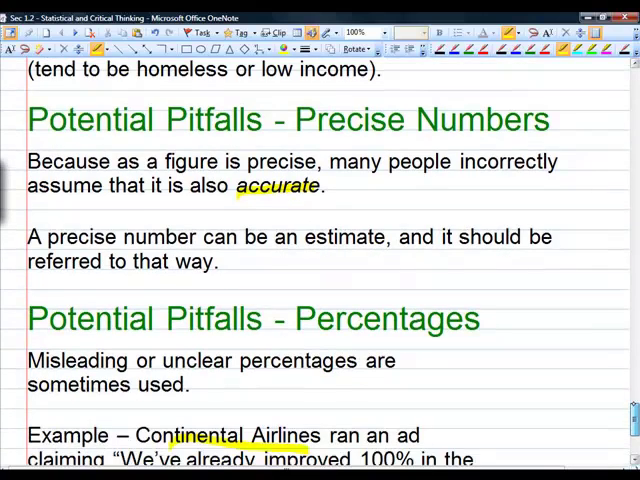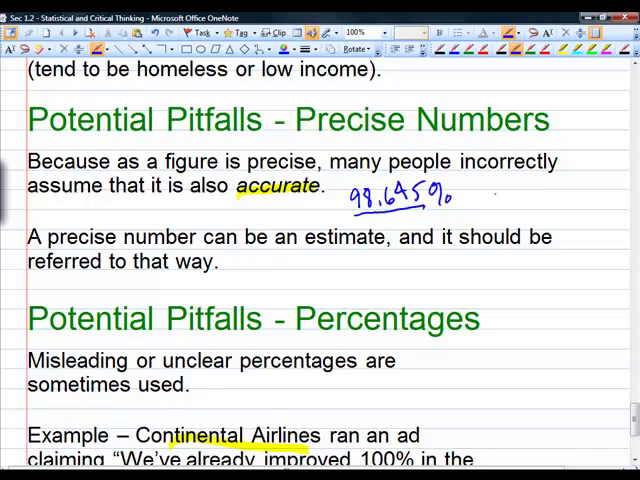Another potential pitfall with statistics are precise numbers. Because a figure is precise, many people incorrectly assume that it is also accurate. For example, I could say 98.645% of statistics are made up on the spot. Because that's a very precise number, I'm going to have more people believe what I said was true because I used a really precise number.